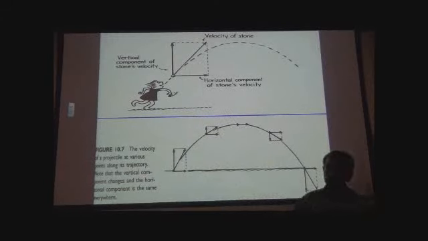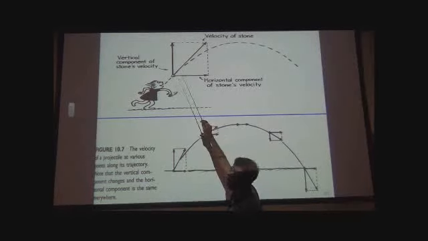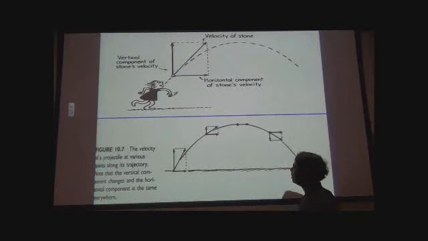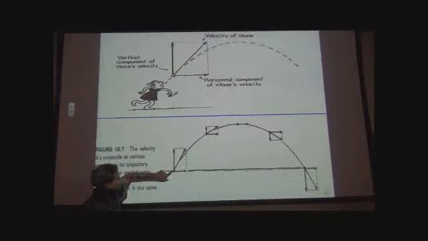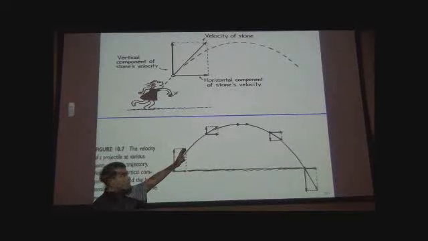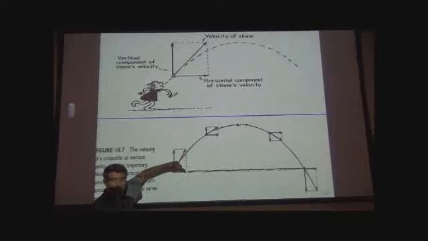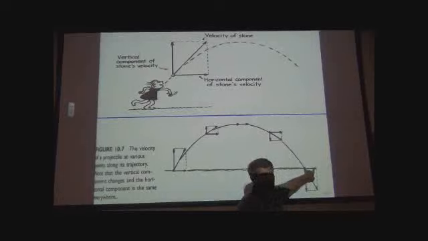The horizontal speed, to a first approximation, ignoring resistance due to air, stays constant throughout the motion. The y motion is slowed down by gravity, right? As it travels upwards until it reaches the top, then gravity pulls the stone down and it comes down. So if you look at these components at each position in this trajectory, here is the diagonal. We can separate this diagonal into a vertical component and a horizontal component. Note that this horizontal component of the velocity stays constant. It's the same length here, same length here, same length here, same length there.